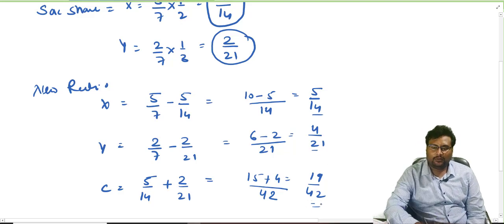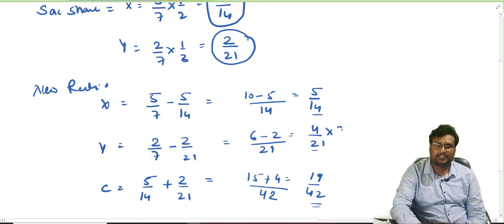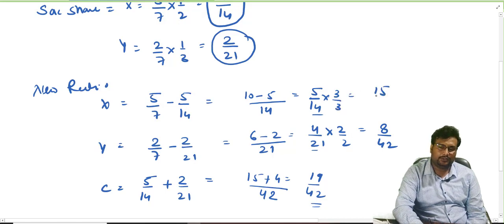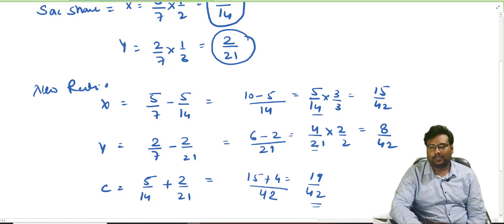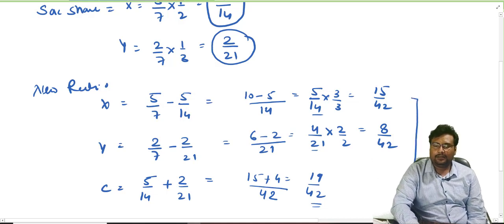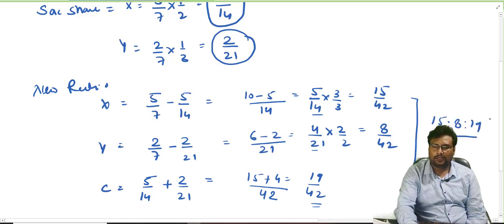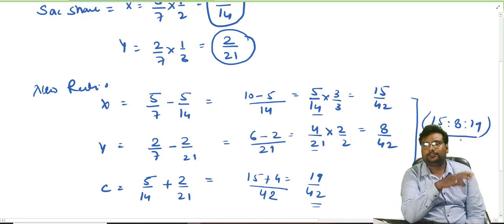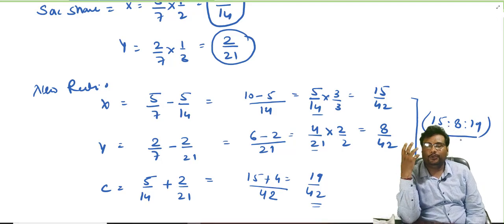Now you can see the base of each one is different, so we take the base as 42. Make 42 for X by multiplying by 2/2; it will be 8/42. And for Y multiply by 3/3, so 15/42. Now you can see, beta, we can make the base equal, and the new ratio is 15 is to 8 is to 19. Okay, so these are all the possible cases of the new profit sharing ratio.